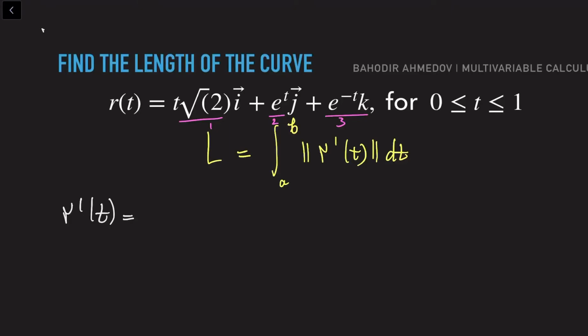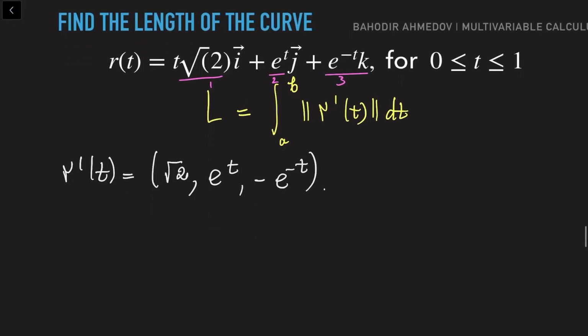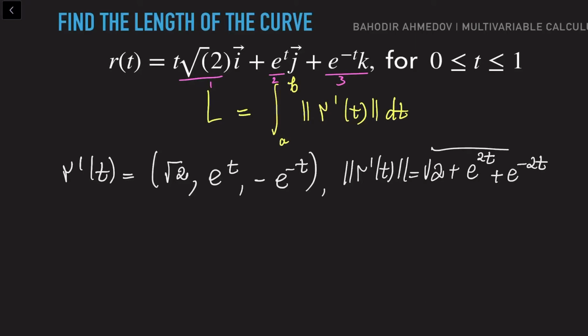So it's going to be simply square root of 2. So e to the power of t is going to be e to the power of t, and e to the power of minus t is going to be minus e to the power of minus t. So we need to find its norm. So the norm of r prime of t is going to be the square root of 2 plus e to the power of 2t plus e to the power of minus 2t.